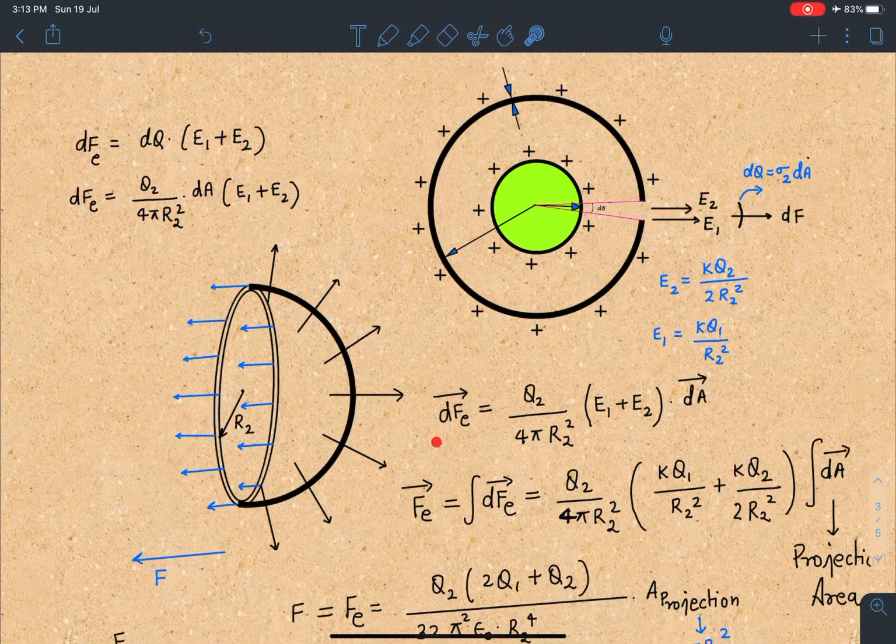So that electric field vector, I can write its magnitude as q by 4 pi r2 square, E1 plus E2, and its direction is parallel to the area vector of this element. So I'm writing it as dA vector. It is dA times the unit vector in that direction. Now this is going to help us a lot.